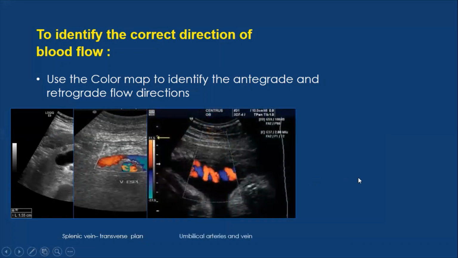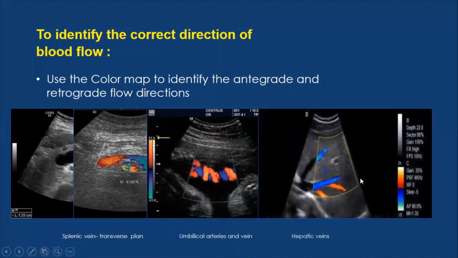You can see the same thing in the umbilical arteries and vein. And this is a nice image also for the hepatic veins. The right hepatic veins are going away from the beam direction, so they will be displayed as blue, but a few confluences coming to drain into the right hepatic vein are going against the direction of the beam, so they have been displayed as red, as in the map.